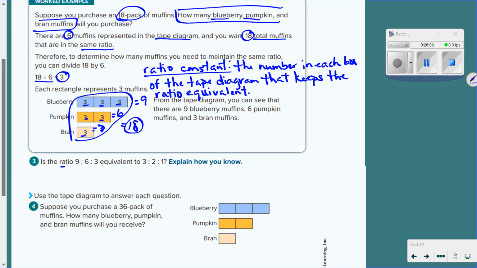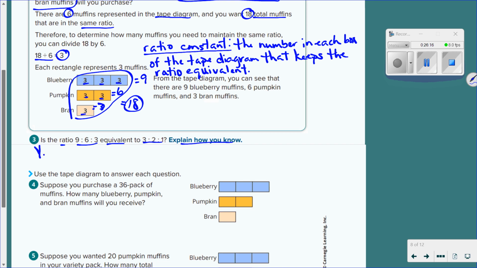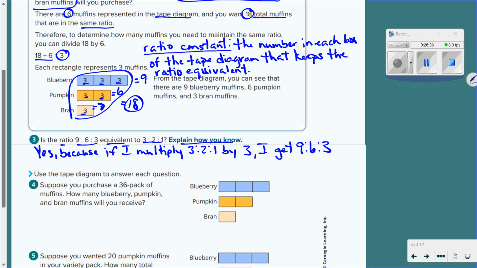So is the ratio 9 to 6 to 3 equivalent to 3 to 2 to 1? Yes. Can I explain how I know? Yes, because if I multiply 3, 2, 1 by 3, I get 9, 6, 3. In other words, if I apply my ratio constant to 3, 2, 1, I get 9, 6, 3. Does that make sense for everyone?